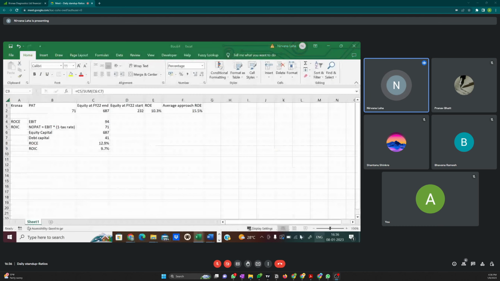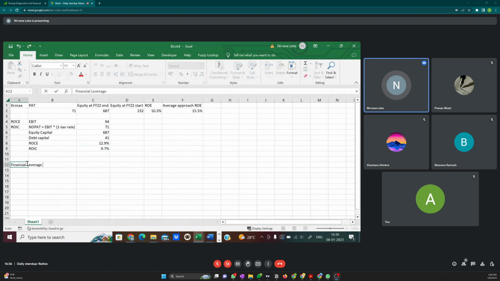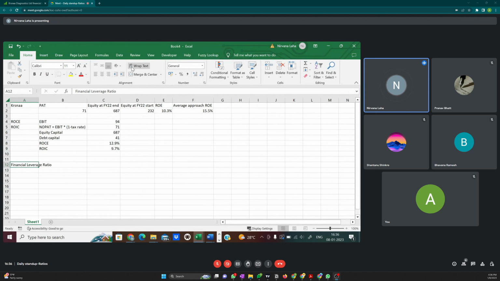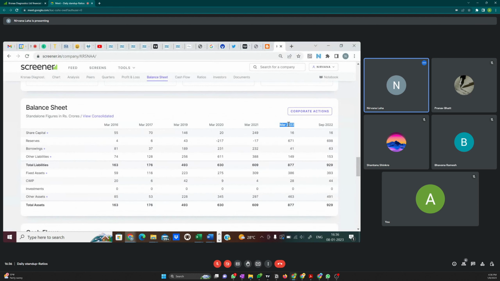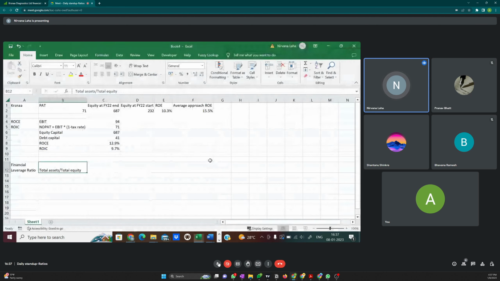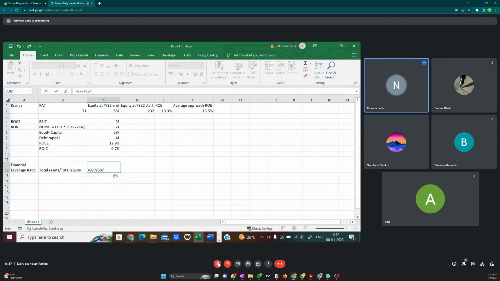Financial leverage ratio is nothing but total assets divided by total equity. If you come to Krishna, for March 22, what is the total assets for Krishna? Come on, guys, this is easy. 877. Absolutely, 877. And the total equity we have already discussed is 687, right? So it's 877 by 687, which is 1.28. That's a very, very low financial leverage ratio.